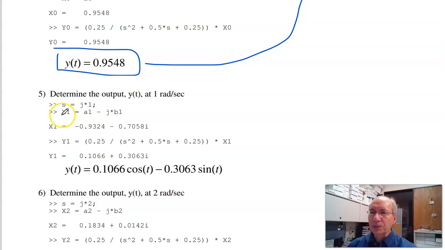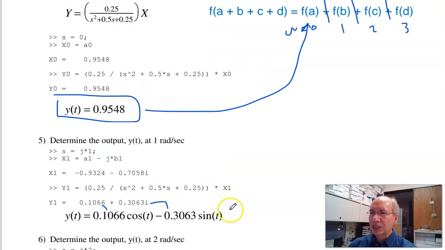For the second term, when s equals j1, here's the input. It's a1 times cosine plus b1 times sine. In phasors, the real part's cosine, minus j is sine. So there's the phasor representation of my sine wave at 1 radian per second. S is j1. Here's the gain everywhere. That's the gain at 1 radian per second times the input at 1 radian per second gives you a complex number. What that means is real part's cosine, minus j is sine. So that is the answer at 1 radian per second.